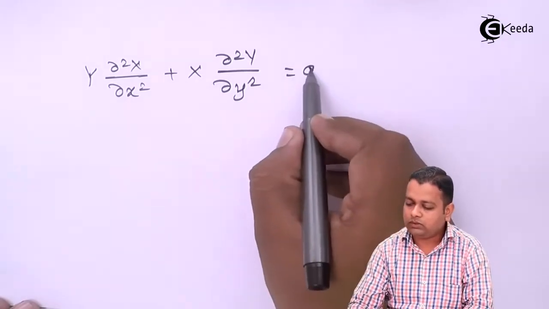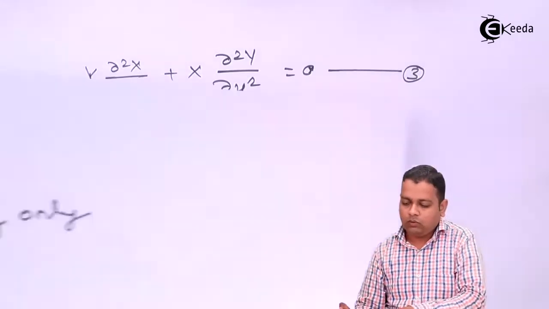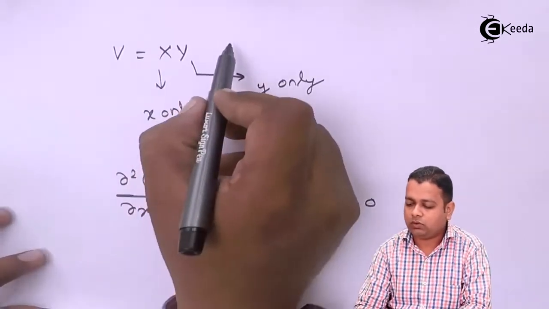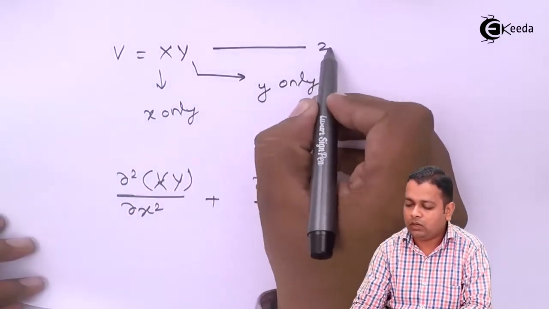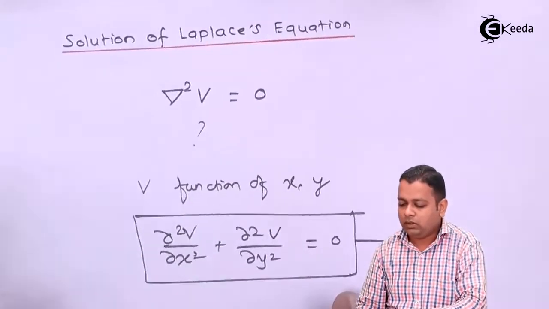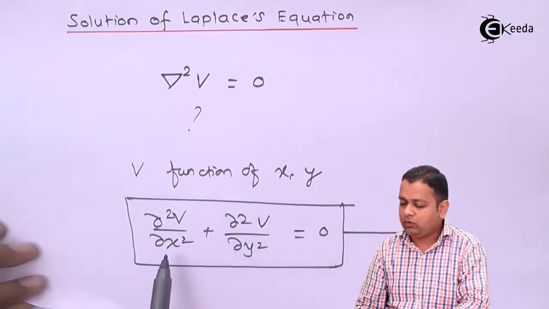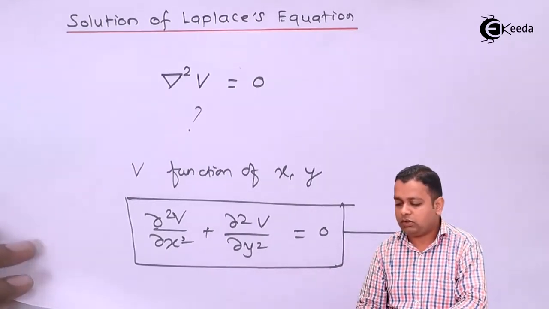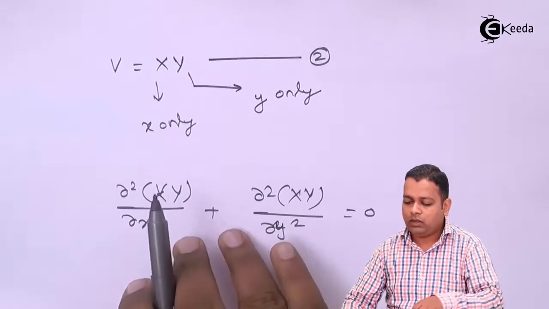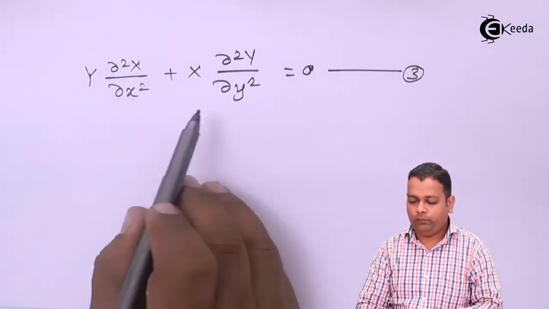I put this equation to be equation number 3, and whatever solution we have assumed, V is equal to capital XY, to be equation number 2, whereas the Laplace equation for only two parameters in the plane xy is equation number 1. So equation number 1, 2 and 3. So we have this form.